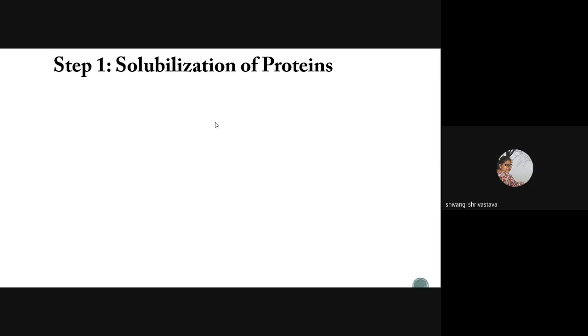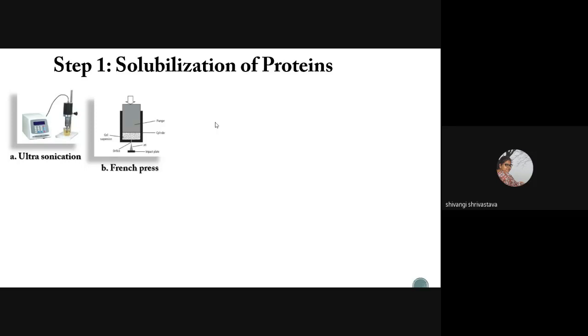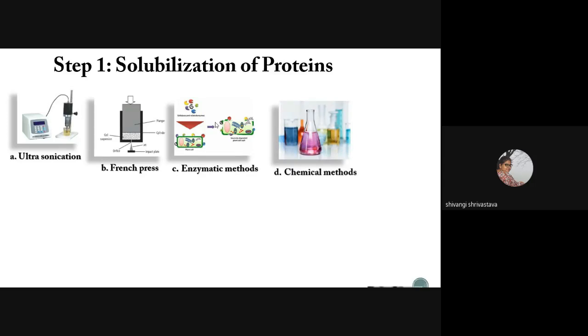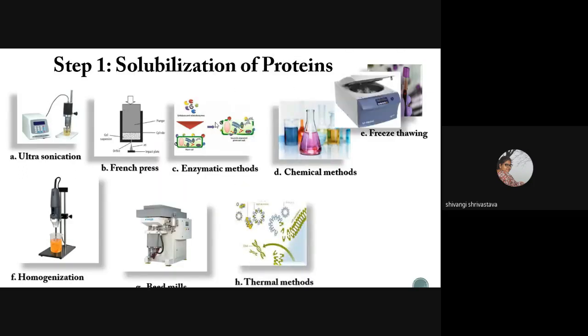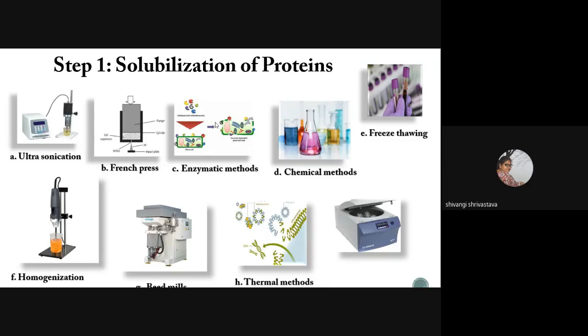We use many techniques for cell disruption, of which the first one is ultrasonication. We can also use a French press for solubilization of protein. We can use enzymatic methods for isolating a protein from the outside or inside of the cell. And chemical methods can be used, and freeze thawing, homogenizer, bead mills, thermal, and the last one is centrifugation. These methods you can use for the solubilization of protein.